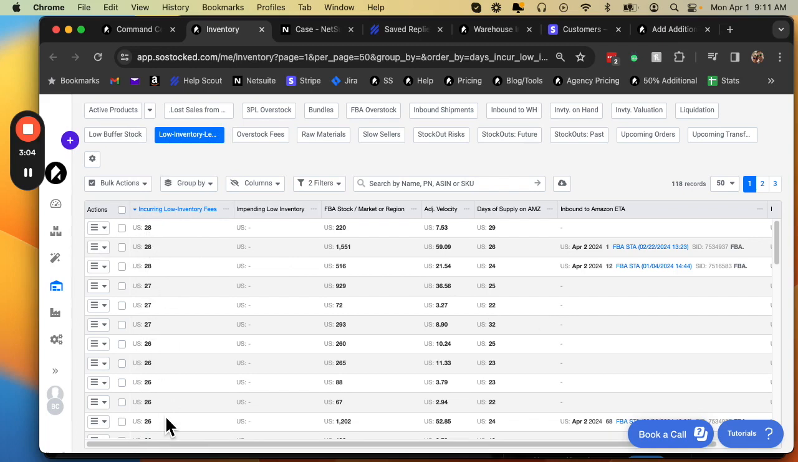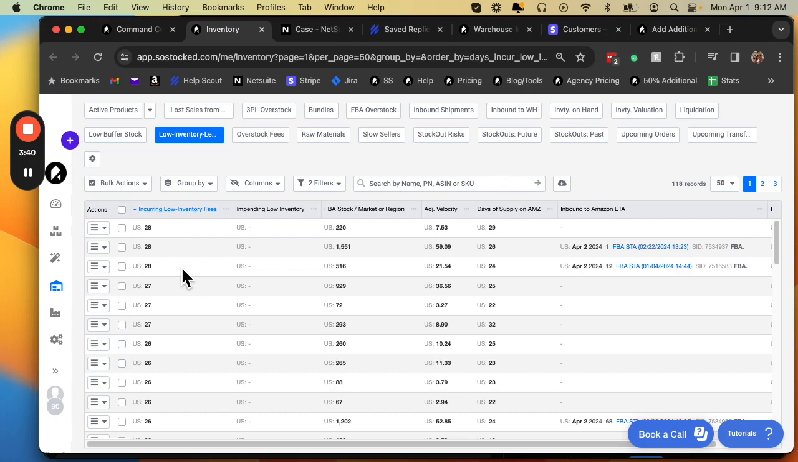Right now, we're just looking at this. The incurring low inventory fees dashboard is going to show you, product by product, Amazon's calculation, thereabouts, of how many days of supply you have at Amazon FBA for that product in that marketplace. So for example, this product has 28 days of supply in the US currently. They've got 220 units at FBA. Their adjusted velocity is 7.3, so they're selling about 7 units a day, which means they have about 28 days of supply left.